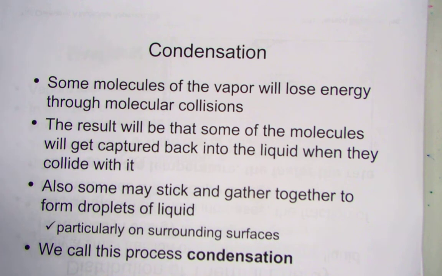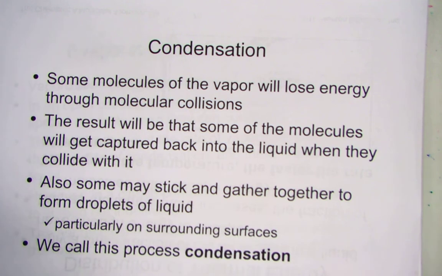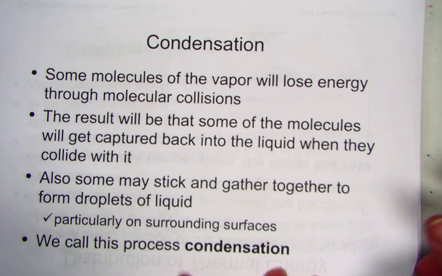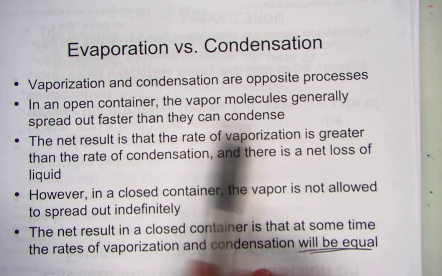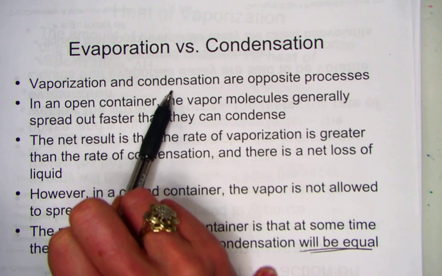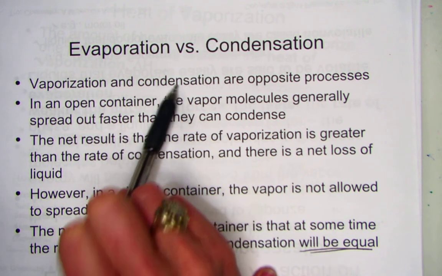The opposite of vaporization is condensation, going from a gas back to a liquid. Though some molecules of the vapor lose energy through molecular collisions, we generally have to cool a gas to remove kinetic energy to force them to start sticking together again, to actually form some kind of cohesive attraction to pull them back to the liquid form. That process is known as condensation. So we have two opposite processes, vaporization and condensation. Liquid to gas, and then gas back to a liquid.